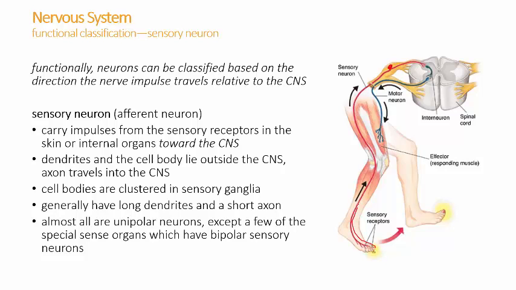Here is the peripheral process bringing information toward the cell body. Here is the central process found in the lower back that is bringing information into the spinal cord. So that's a sensory neuron. It's bringing sensation from the periphery to the central nervous system. And they generally have very long dendrites and just a short axon that doesn't have to travel very far to find its way to the spinal cord or to the brain.